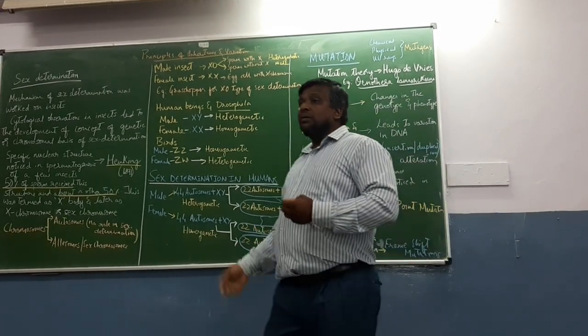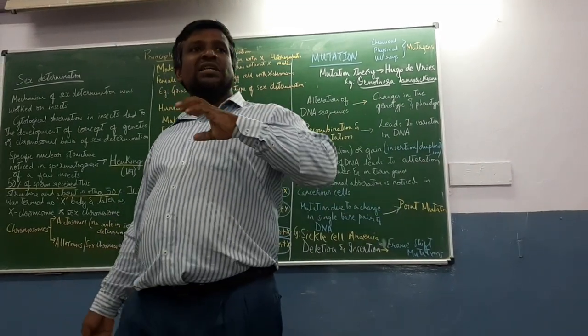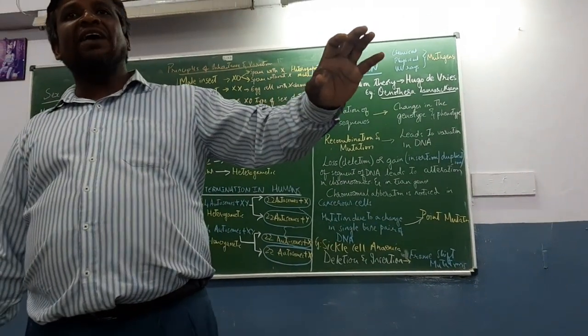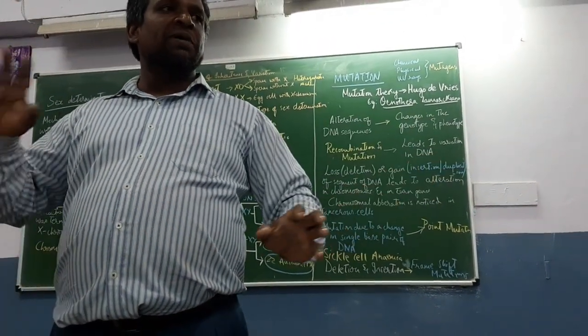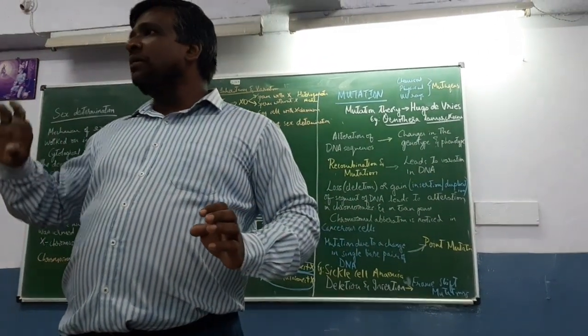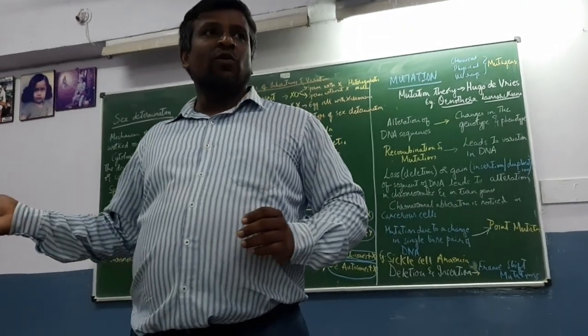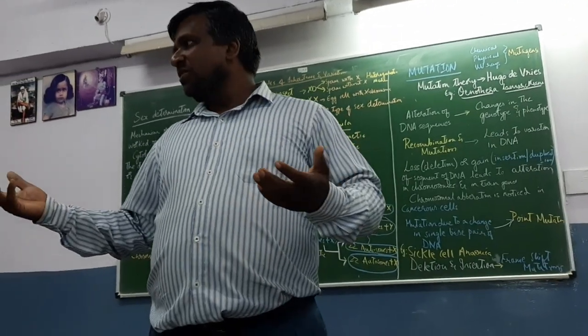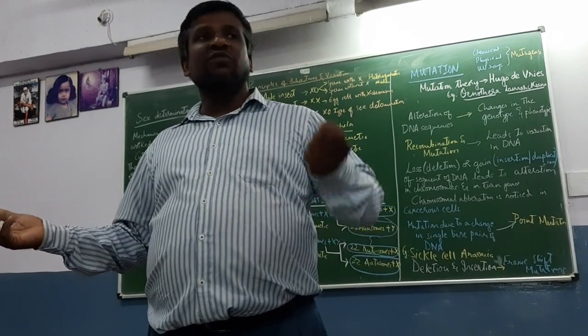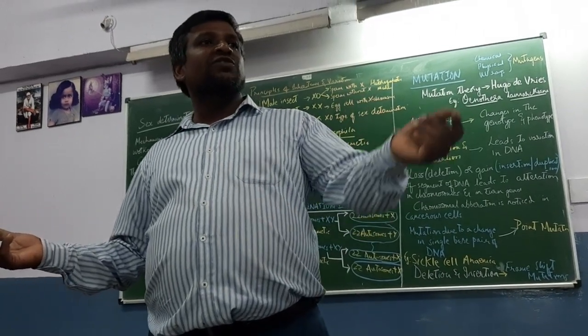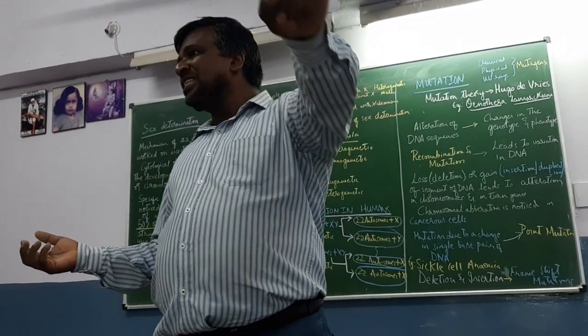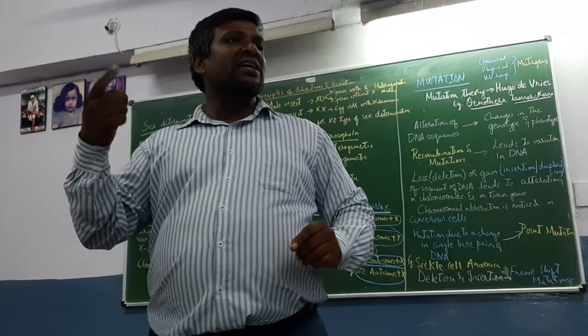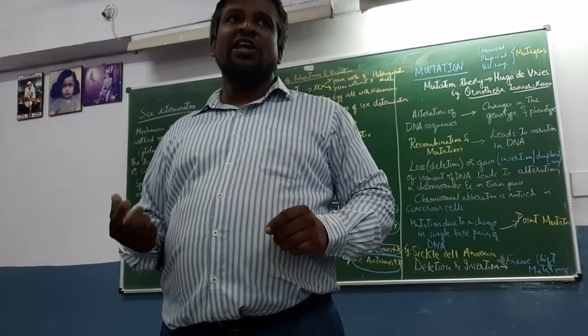So 50% of sperms produced by males will have X chromosome, 50% of sperms produced by males will have Y chromosome. It's a chance at the time of fertilization which sperm cell fuses with the egg. On that basis, the gender of the offspring is determined.